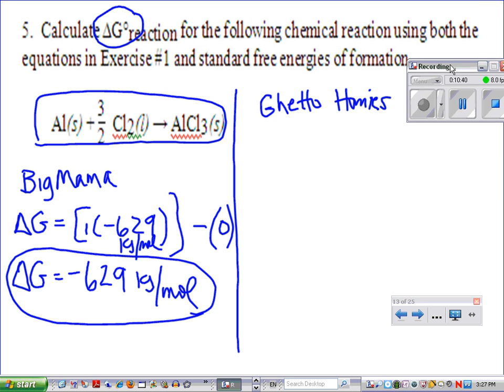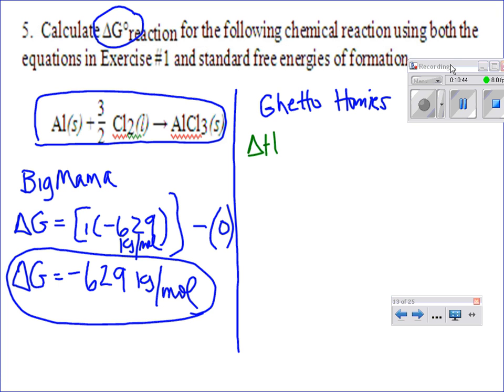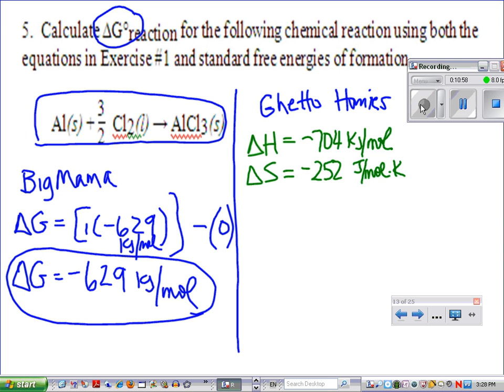Okay, so now what I need you to do, go back into the notes. You already found delta H and delta S. You already did Big Mama yesterday. So go back into your notes. I'm going to hit pause on the video, and we're going to record what we found from the previous problems in this packet for delta H and delta S of that reaction. Okay, so we found our delta H and our delta S from our previous problems.